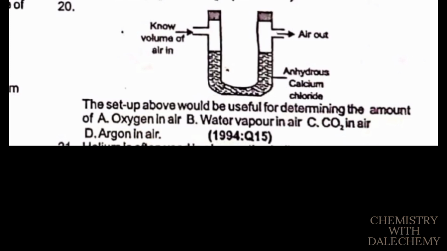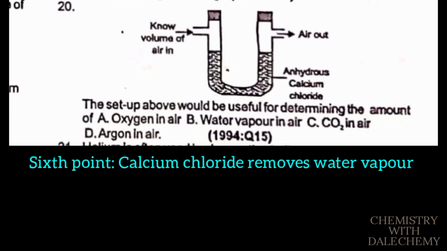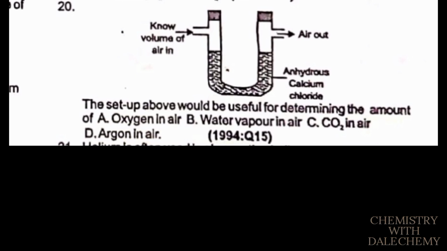So the next question is question 15 of 1994. The setup above will be useful for determining the amount of water vapor, because the air is passed through anhydrous calcium chloride, which is going to absorb the water vapor component of the air. Say the amount of air that you pass through is 50 cm cube, and at the end of the day you get 20 cm cube. So it means 30 cm cube of the air is water vapor and it's absorbed by the calcium chloride. That's an example actually. So it is useful for determining the amount of water vapor component in the air.